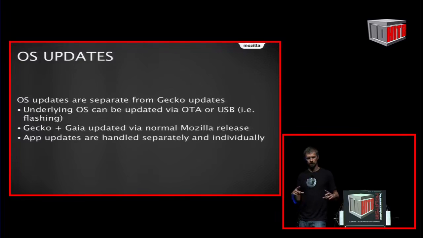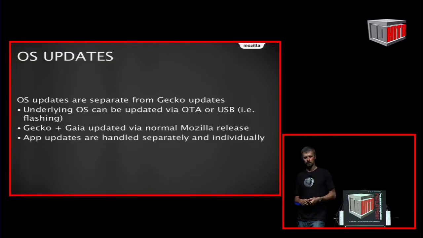There's an OS update model, right? And the update model is actually different depending on whether you're talking about Gonk versus Gecko versus applications. So the underlying OS, the Linux layer, is basically updated over OTA updates, over-the-air updates, or USB, right? You can plug it into your computer and flash it.